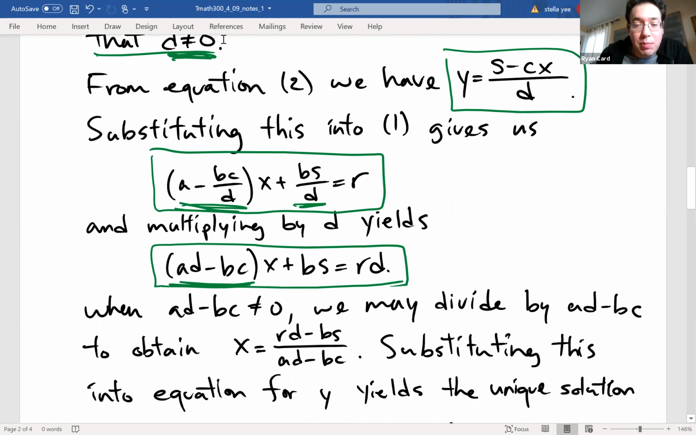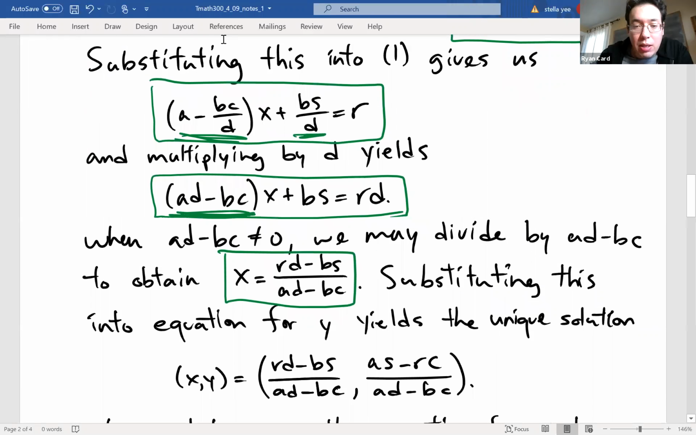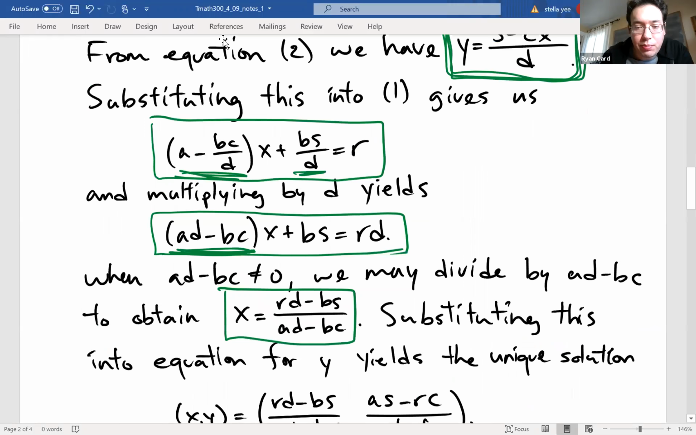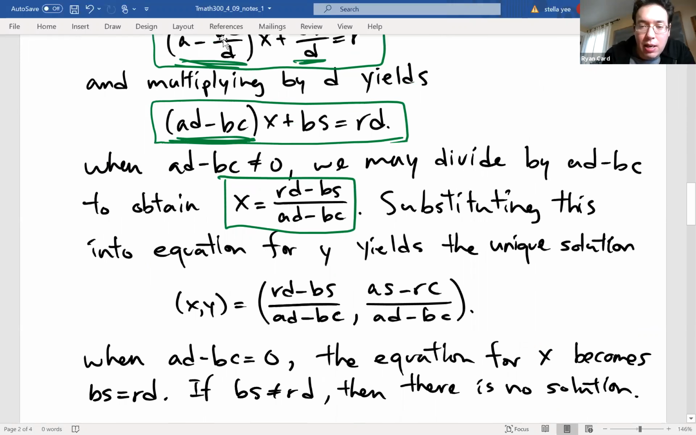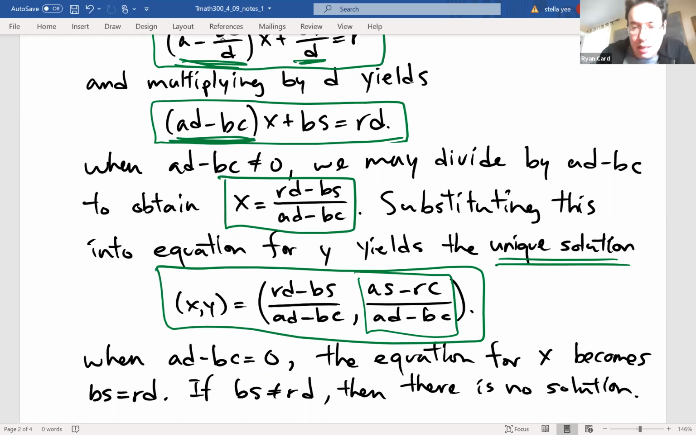When AD minus BC is not equal to 0, so as long as the coefficient of x is not 0, you could divide by it and you can solve for x. And if you solve for x, this is what you get. And if you plug this x into the equation for y, that's the equation where we substituted. Yeah, that's the equation 2, right? If you plug it in for x there, here's what you get for y. So combine those two together. This is the unique solution. Right? There's only one solution here. We've solved for both x and y.